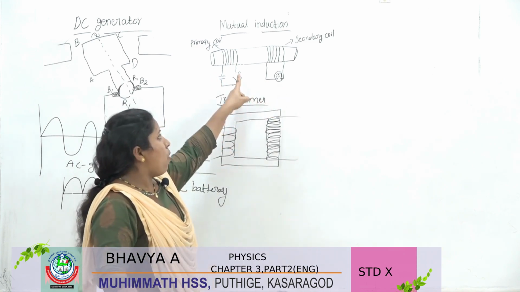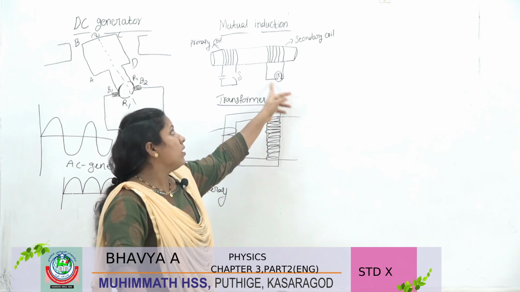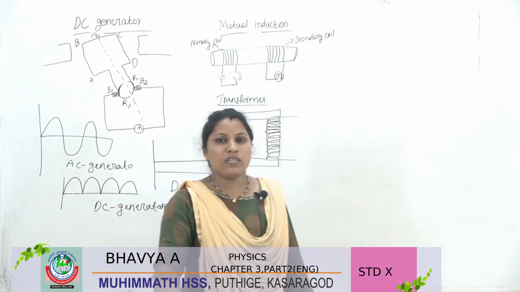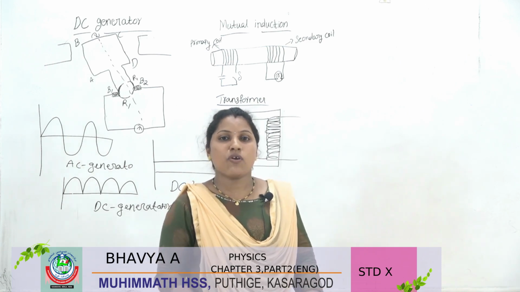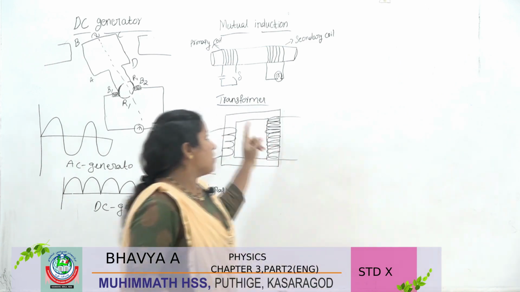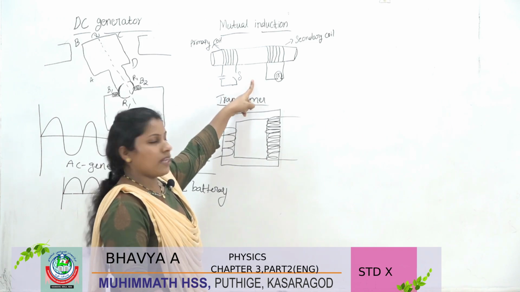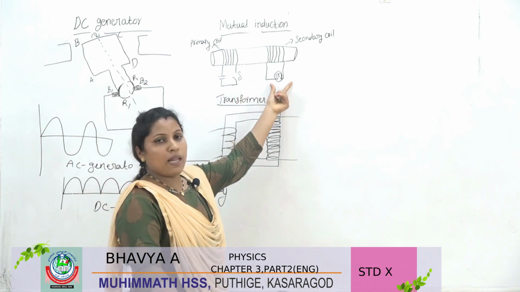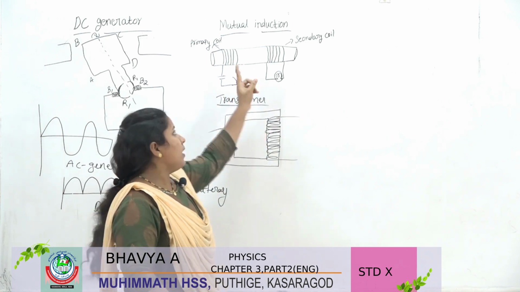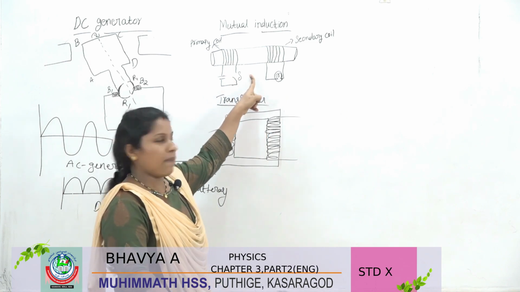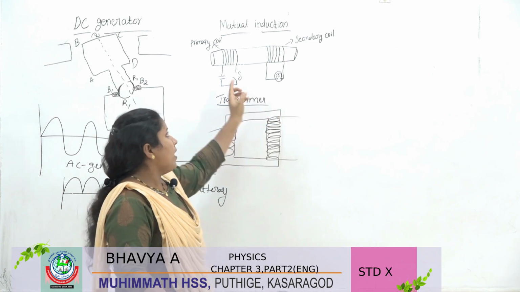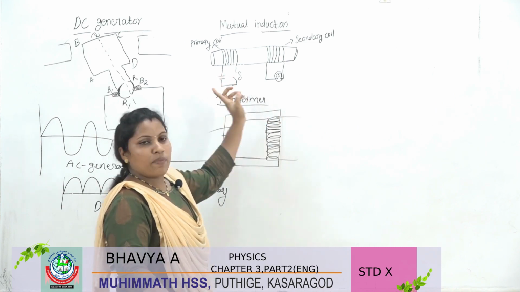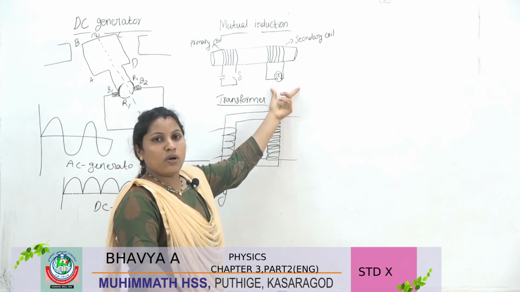When switched on, what happened? Here a magnetic field is produced, no? The variation of magnetic field exists. So when we switch on, at that time the bulb glows. Then if you keep the switch on, what happened? This bulb does not glow. Again when you switch off, the bulb starts to glow.